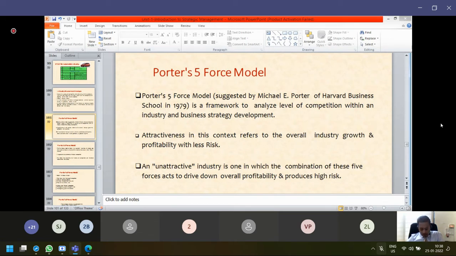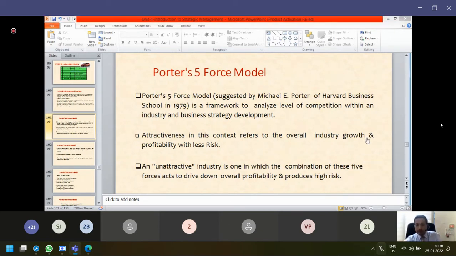Opposite to that, an unattractive industry is one in which the combination of these 5 forces acts to drive down overall profitability and produces high risk. So by analyzing these 5 forces, if we understand that in a particular industry the profitability is less and risk is very high, we can call that industry an unattractive industry for doing business.